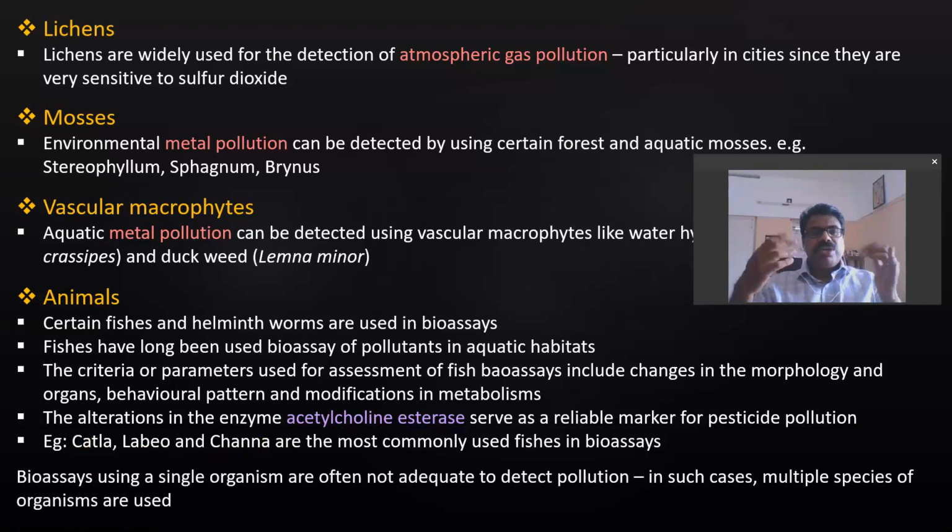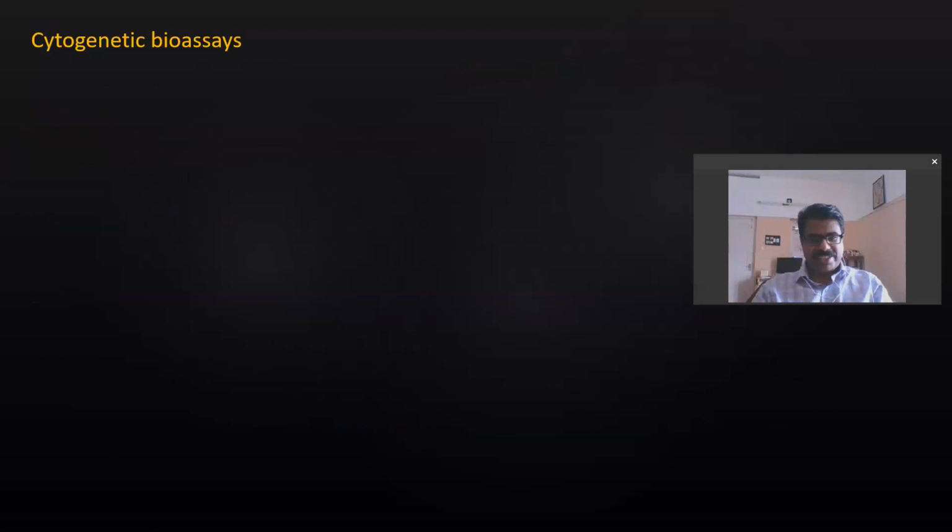We saw different types of organisms: algae, lichens, mosses, animals, fishes, etc. It is very good to use multiple species of organisms together, because lichens may be used to detect atmospheric gas pollution, while at the same time vascular macrophytes can detect metal pollution. So instead of using a single organism for bioassays, it is good to use multiple species of organisms for pollution detection.